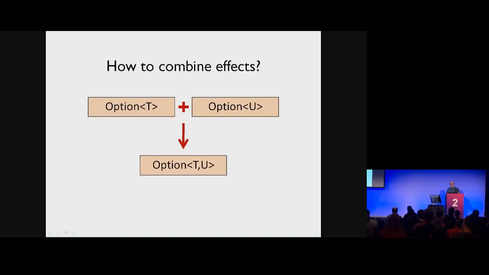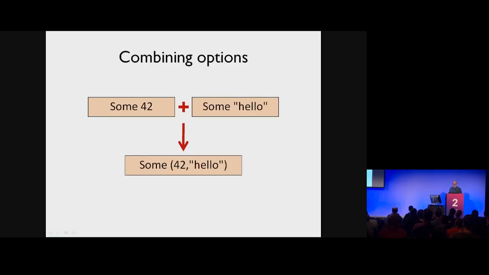So we have these effects, like we have an option of something and another option of something, and we're going to combine them to get a pair. So let's say we have an optional 42 and an optional hello, and we combine them, we get a pair, an optional 42 and hello as a tuple, which is exactly what you expect. Now, if one of the things is nothing, then the overall result is nothing, right? That's also what you'd expect.